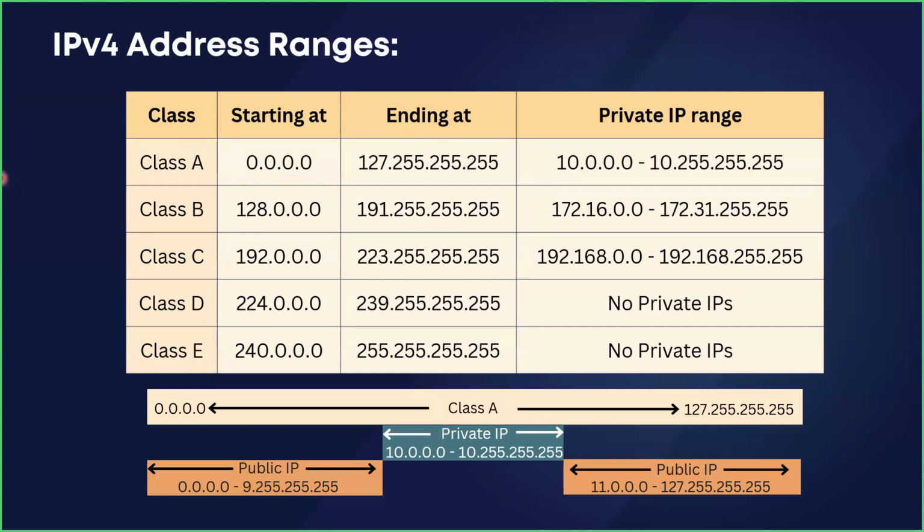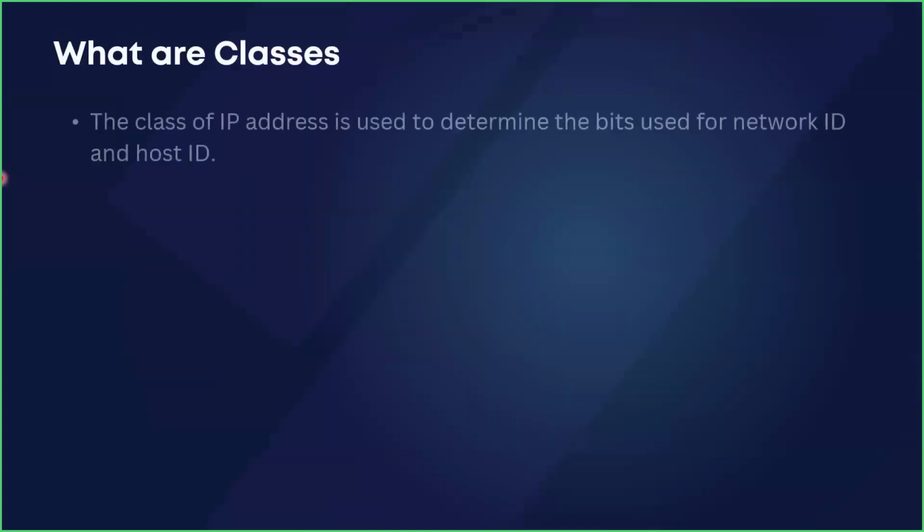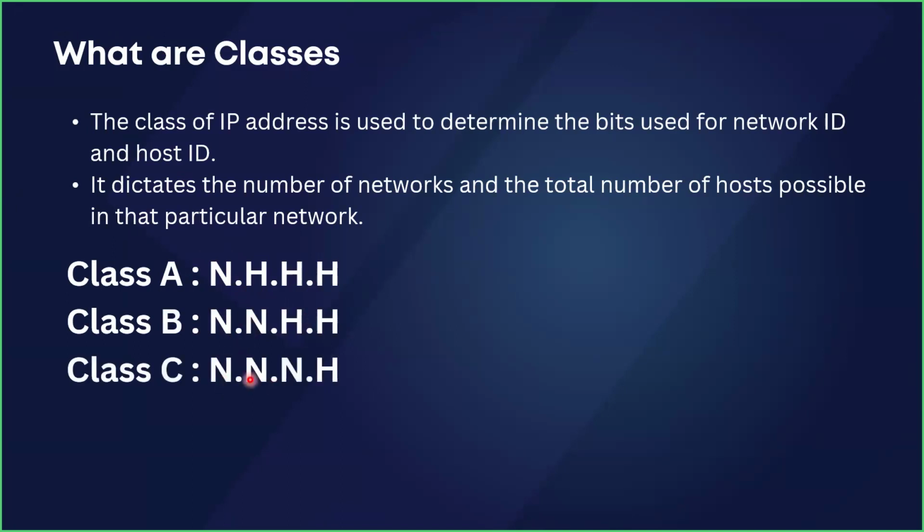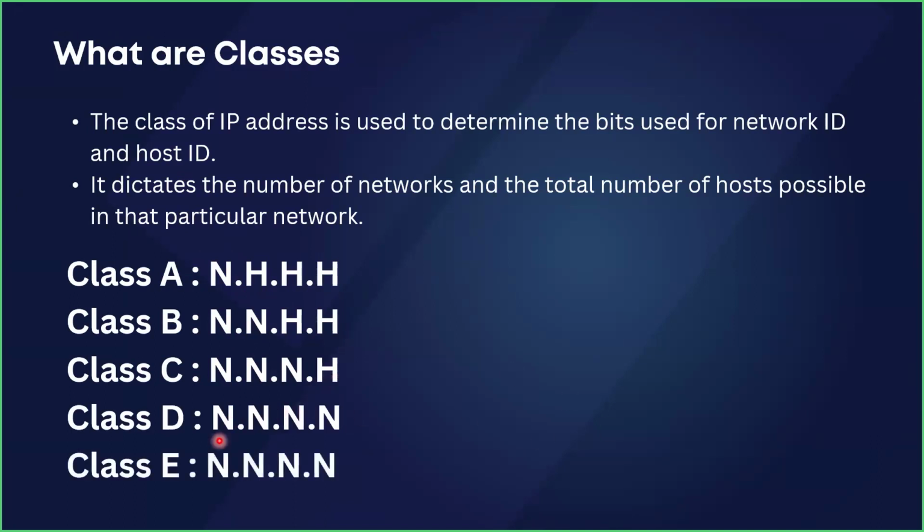To elaborate on this, you have to remember each class has a different number of network portions and host portions. Class A has only one network portion and three host portions. Class B has two network portions and two host portions. Class C has three network portions and one host portion. Class D and Class E have all network portions, with no host portions. So as you go down the line, the network portions are increasing and the host portions are decreasing.